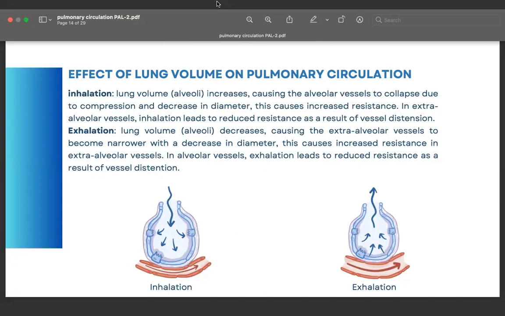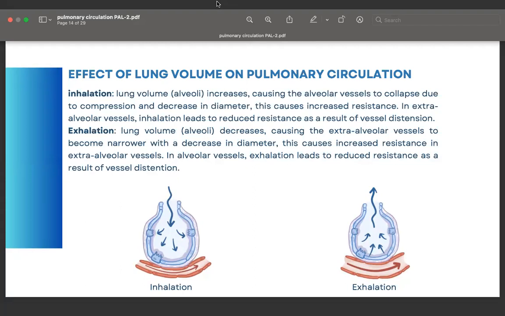So let's first explore the effects during inhalation. As you take a breath in, expanding your lung volume, the alveoli increase in size as well. Now, this expansion leads to the collapse of alveolar vessels due to compression, causing a decrease in their diameter. So this in turn results in increased resistance in those vessels. Now, in extra-alveolar vessels, the story is a bit different. Inhalation in this case leads to reduced resistance. Now, why is that? Because these vessels undergo distension or expansion as the lung tissue itself expands, making it easier for the blood to flow through them.